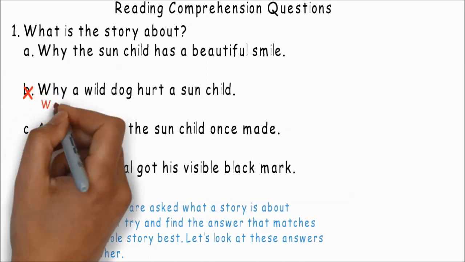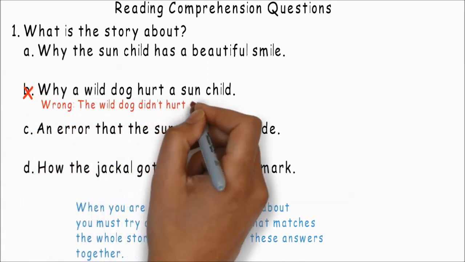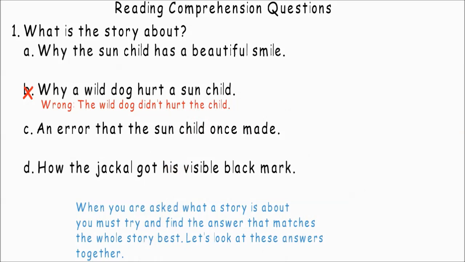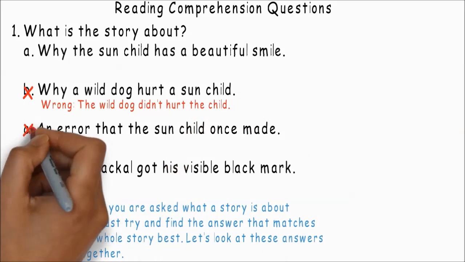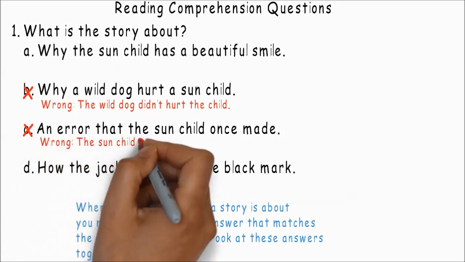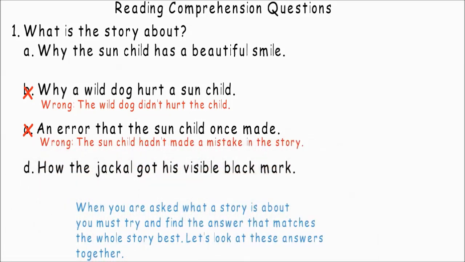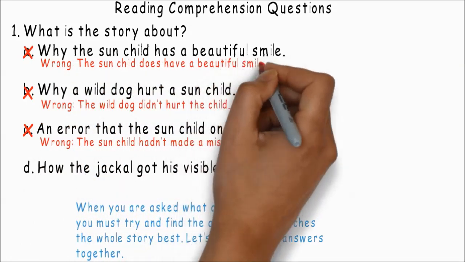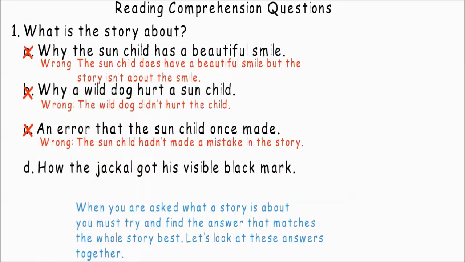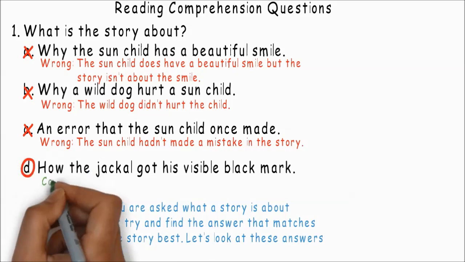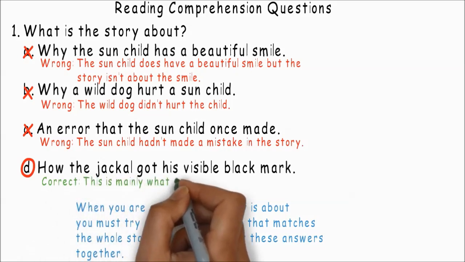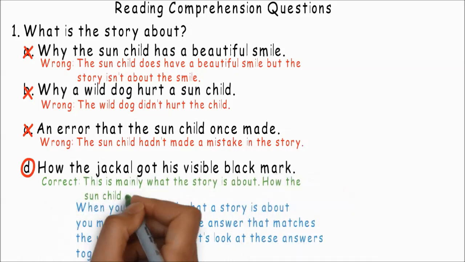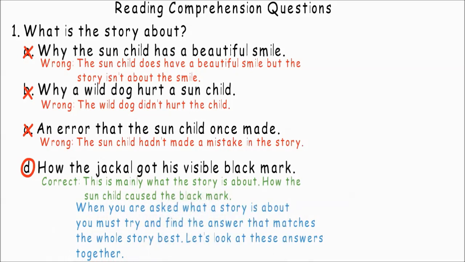Well, it's not B, why a wild dog hurt a sun child. Wrong. The wild dog didn't hurt the sun child. Not at all. It's not C. The sun child hadn't made a mistake in the story. And it's not A. The sun child does have a beautiful smile, but the story isn't about the smile. So, the answer is D. How the jackal got its visible black mark. And this is correct. This is mainly what the story is about. How the sun child caused the black mark.